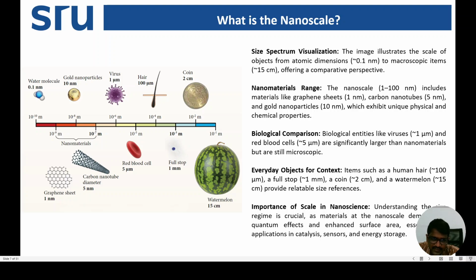Out of these materials, which comes under the nanomaterial range? You can see graphene sheet 1 nanometer, carbon nanotube 5 nanometers, gold nanoparticles 10 nanometers. So these fall under nanometer. That's why you can see here nanomaterials. This is atomic level. If you take a water molecule, this is 0.1 nanometer.